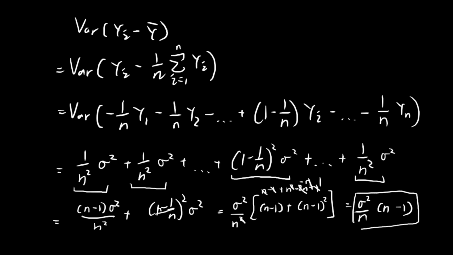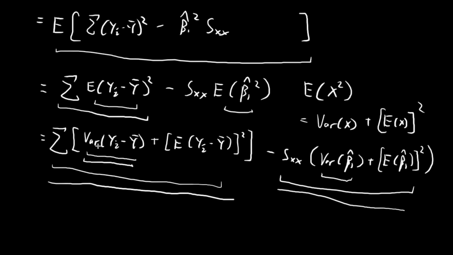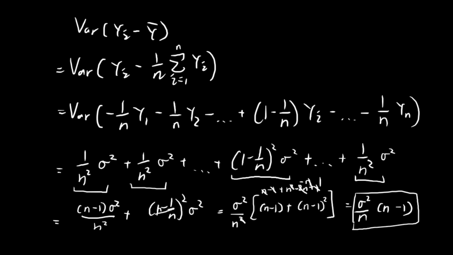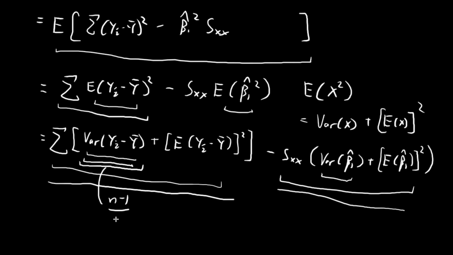And so what this means is that, going back to this expression, this term over here is just equal to what we just obtained. So this is equal to n minus 1 divided by n sigma squared. And now we shift our focus to this term, so now we need to find the expected value of yi minus the sample mean of y.